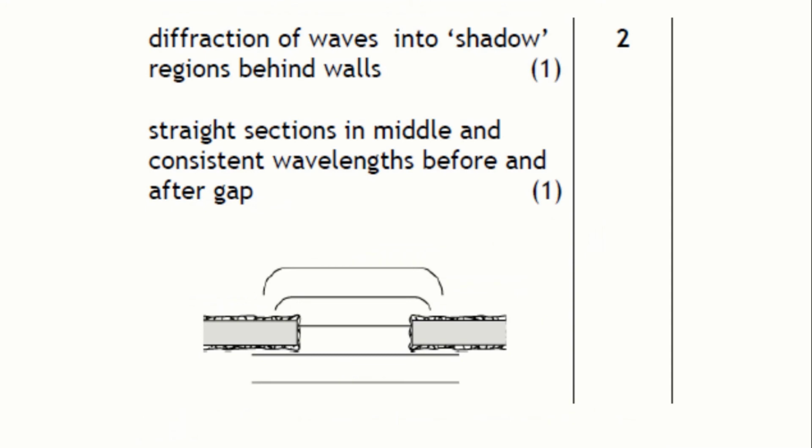Looking at the marking scheme from the paper, it's worth 2 marks, and you'll get 1 mark for showing the diffraction of the waves into the shadow region, and 1 mark for showing straight sections in the middle and consistent wavelengths before and after the gap.